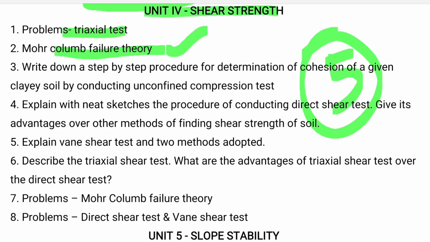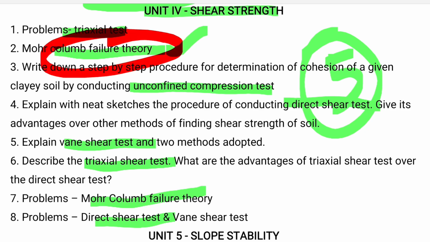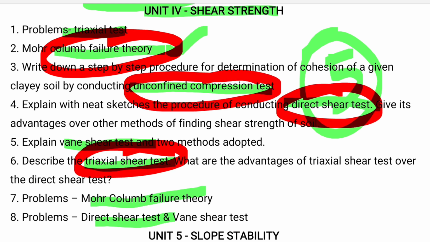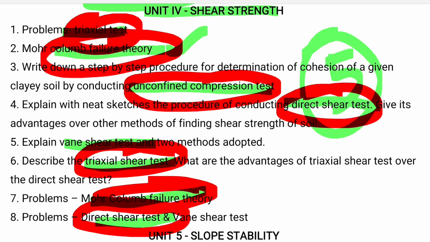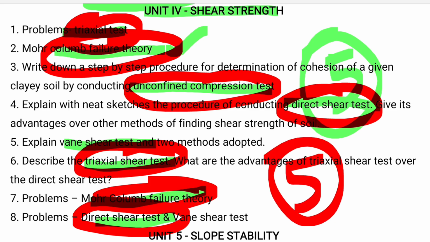So the next thing is the unconfined compression test. The next question is the direct shear test. The third question is the vane shear test. The next question is the triaxial test. Okay, so these questions are very important, and a Mohr-Coulomb failure theory or direct shear test problem may come. In this unit, the most important question is the Mohr-Coulomb failure theory. Then triaxial test, then direct shear test, unconfined compression test. Okay, problems in Mohr-Coulomb failure theory, then direct shear test and vane shear test, also triaxial test. So we have to study mostly the 5 questions, and definitely we can answer 1 question.